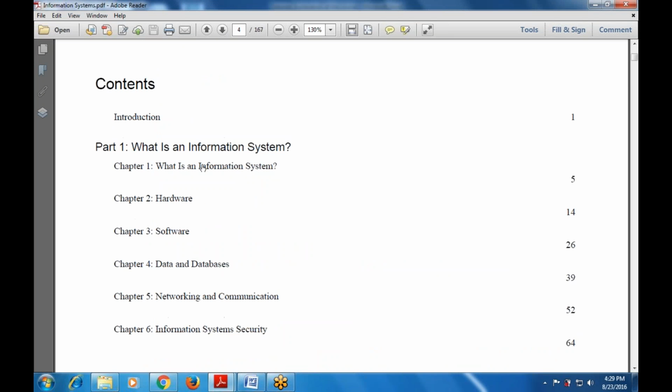Then first is what is the information system. That is part number 1, and chapter number 1 is also what is the information system, that is, what is the meaning of the information system.